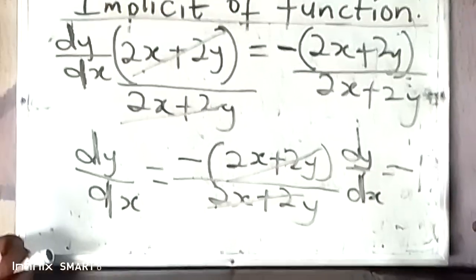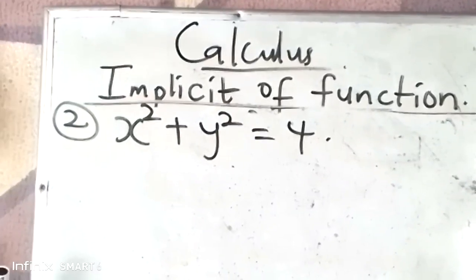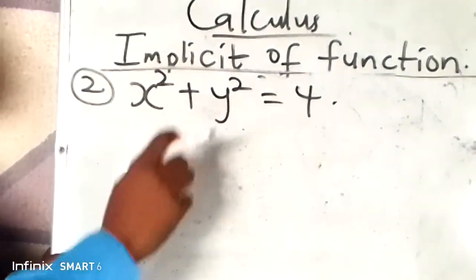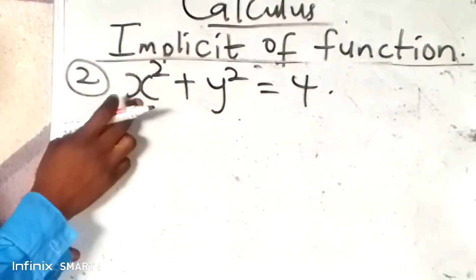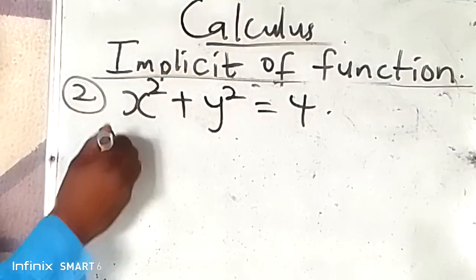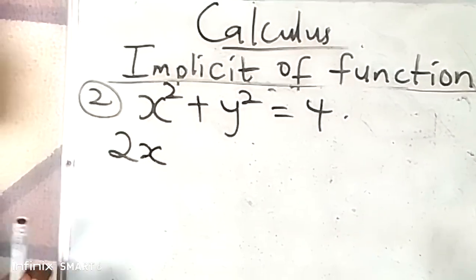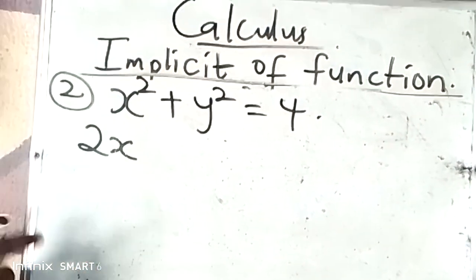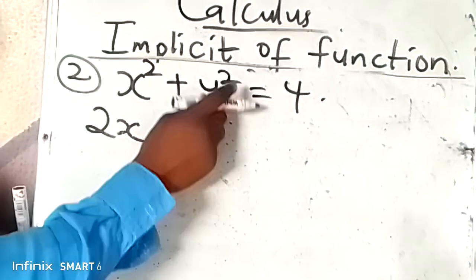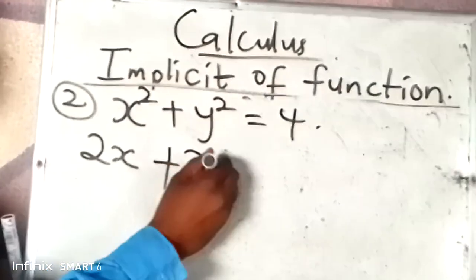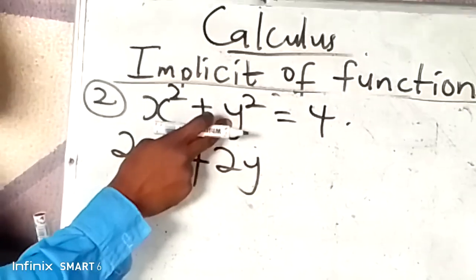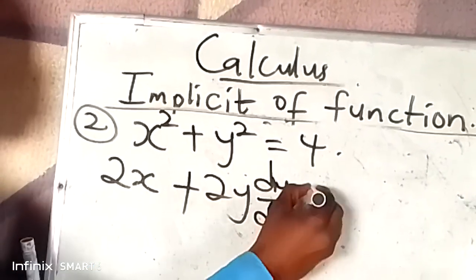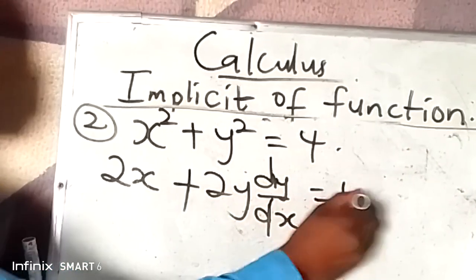Let's take another example. We are still under implicit functions. Now we are given x squared plus y squared equals 4 to differentiate. What is the differentiation of x squared? That is 2x. And I've told us that anytime we differentiate x in implicit functions, we don't write dy dx. Don't forget. Plus, what is the differentiation of y squared? That is 2y. I differentiate y, so I'm going to write 2y dy dx. What is the differentiation of 4? That is 0.